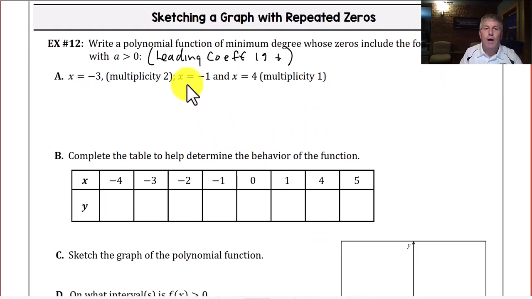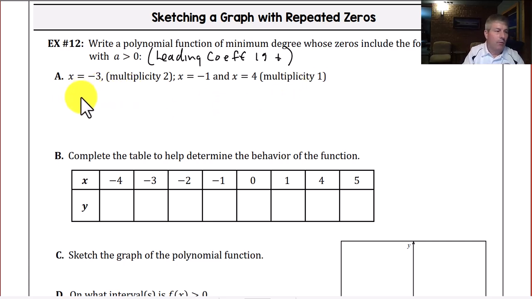In example 12, we want to sketch a graph with repeated zeros. So we're going to write a polynomial function of minimum degree whose zeros include the following with a greater than 0. That means our leading coefficient is positive. So we've got a 0 of negative 3 with a multiplicity of 2. We've got a 0 of negative 1 and a 0 of 4 that has a multiplicity of 1.